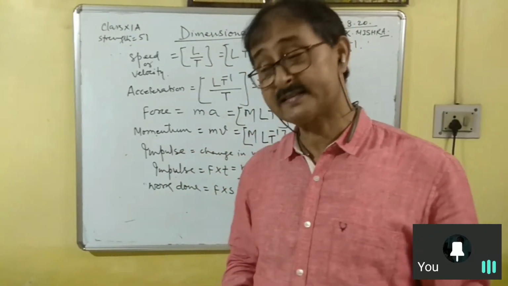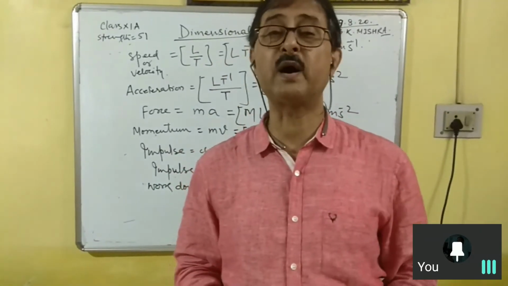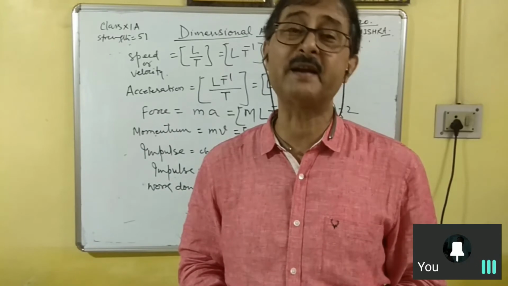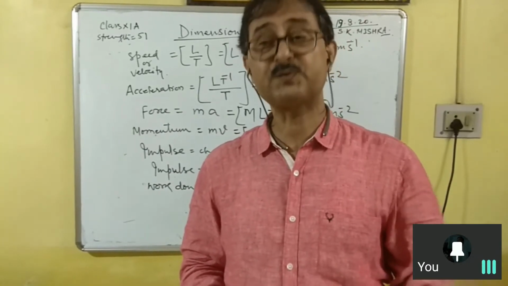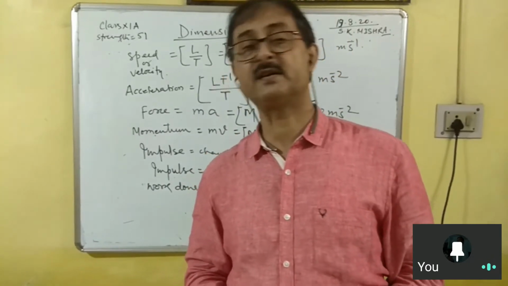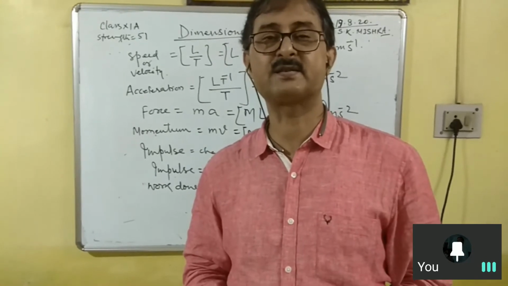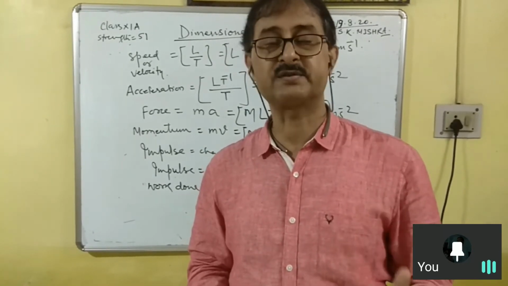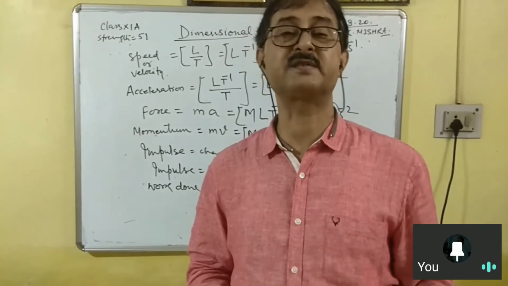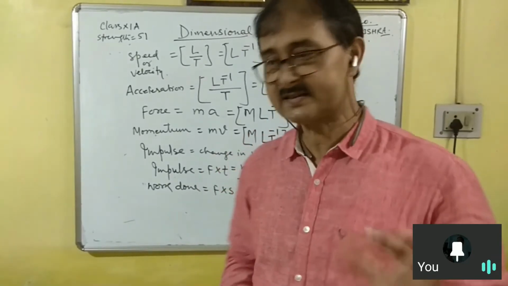But there are some physical quantities which are constants and have no dimension. At the same time, there are other physical quantities which are also constants but have dimension. For example, the gravitational constant is not a dimensionless constant. Planck's constant is also not a dimensionless constant. Okay, we will discuss one by one.